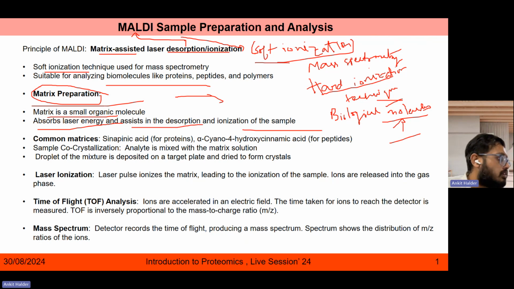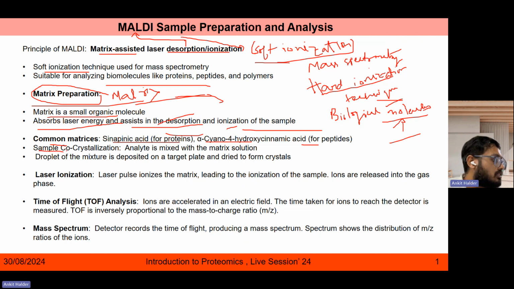This is very crucial in the case of MALDI, because this is where the samples get absorbed. The matrix is able to absorb the laser energy and assist with desorption and ionization of the samples, and it is generally a very small organic molecule. The common matrices used are sinapinic acid for proteins and alpha-cyano-4-hydroxycinnamic acid for peptides. These are the two common matrices used.